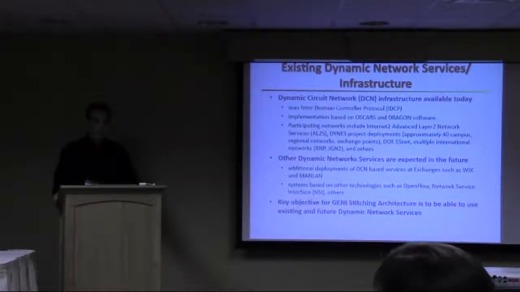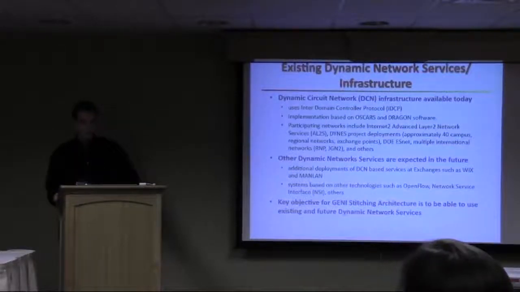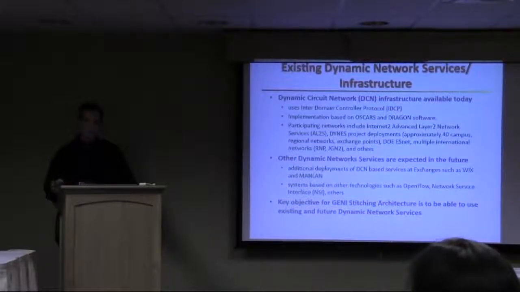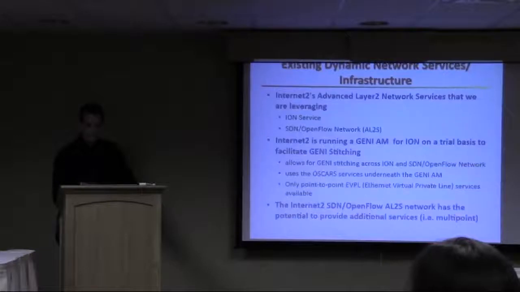So the DYNES system funded by NSF has basically resulted in this type of capability out there at about 40 different places. So there are going to be a lot of places where GENI racks show up and we'll be able to leverage that infrastructure. We do have that incorporated into the architecture, and we've been using that. And when other types of dynamic network technologies come along, like OpenFlow or NSI, we want to make sure we can incorporate those, and I think that'll be pretty straightforward for us.